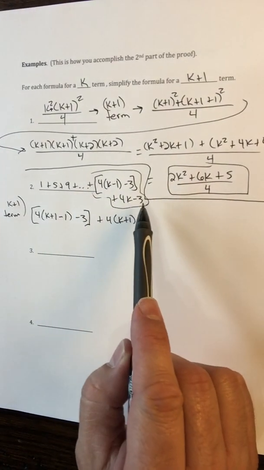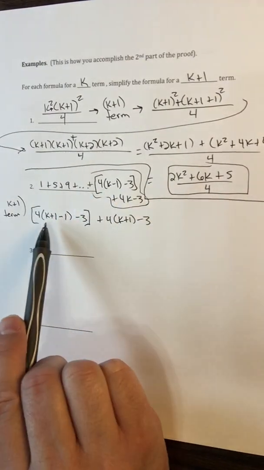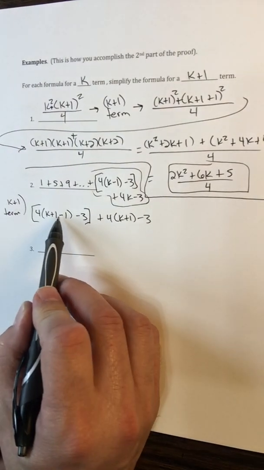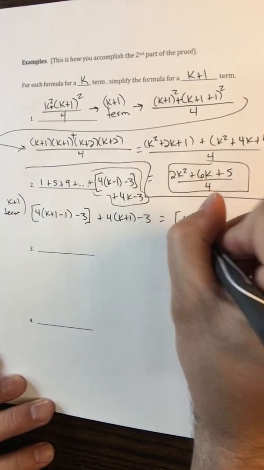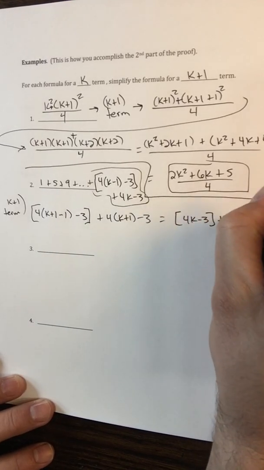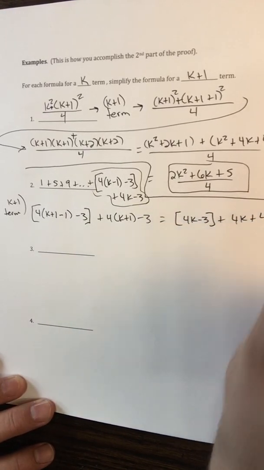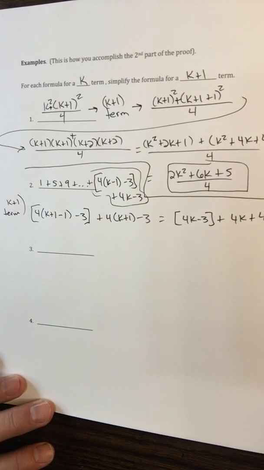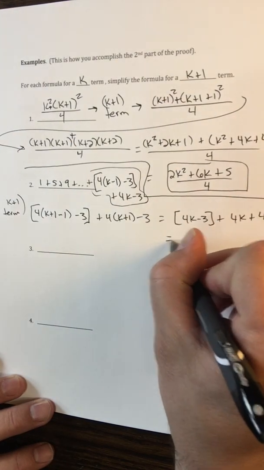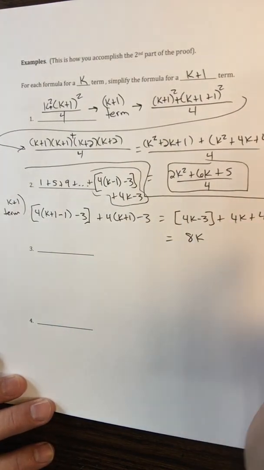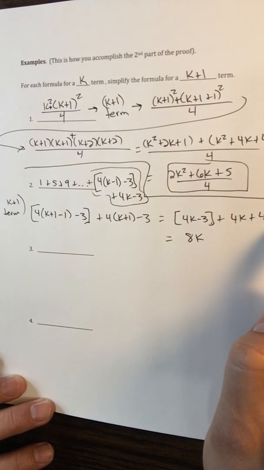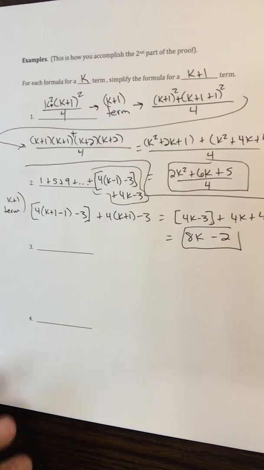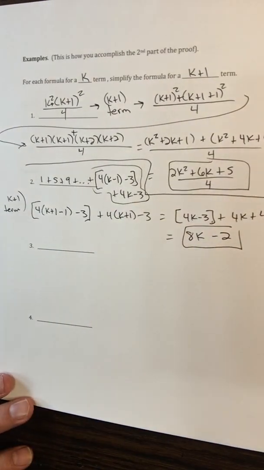So I took this expression, and I wrote a k plus 1 in here, and I put a k plus 1 in there, and now my job is just to simplify it. So k plus 1 minus 1 is just k, right? So in the brackets I have 4k minus 3, and then after that I have 4k plus 4 minus 3. If I distribute this, I get 4k plus 4 and then minus 3. Okay, so putting all this together, I end up with 8k minus 3 plus 4 and minus 3, which is minus 2. That's a simplified version of a k plus 1 term, if that's the k term.